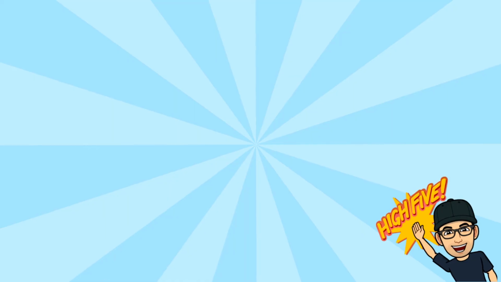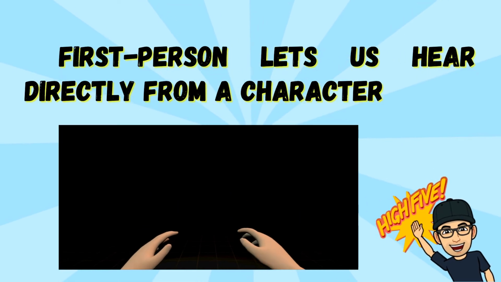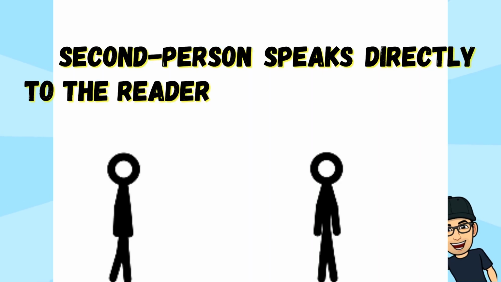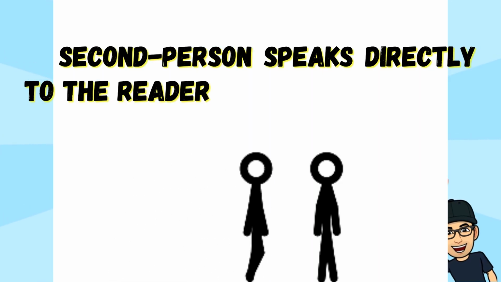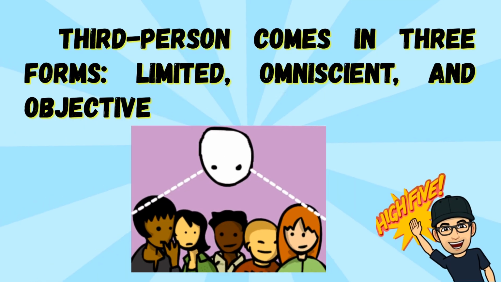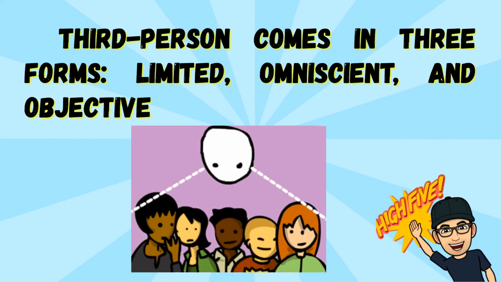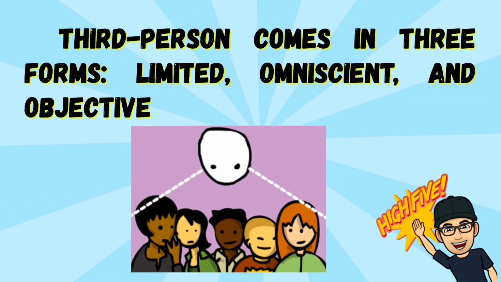So, to recap, first person lets us hear directly from a character, giving us a personal perspective. Second person speaks directly to the reader, putting them in the story. Third person comes in three forms: limited, omniscient, and objective, each offering a different way to see the story.